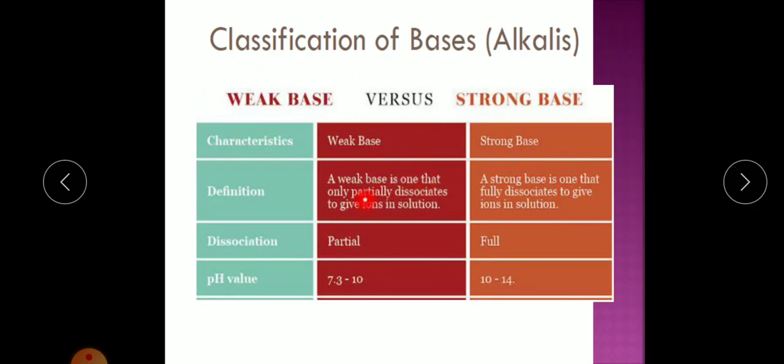A weak base is one that only partially dissociates to give ions in solution, whereas a strong base is one that fully dissociates to give ions in solution. So dissociation is partial in the case of a weak base, and in the case of a strong base, it's full. pH value: the pH value for a weak base ranges from 7.3 to 10, and for a strong base, it ranges from 10 to 14. So this is the difference between the weak base and strong base.